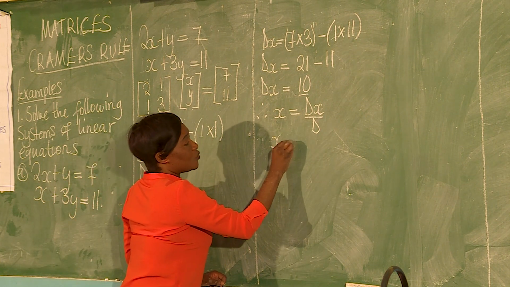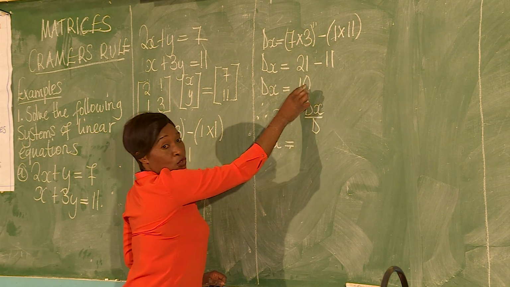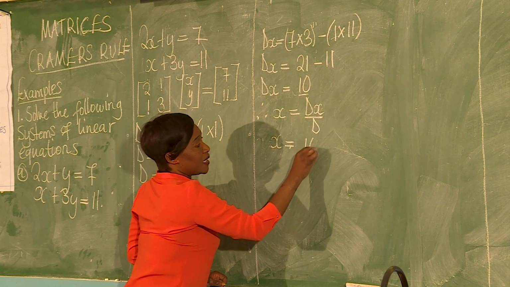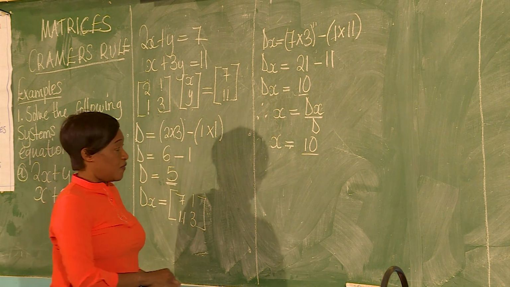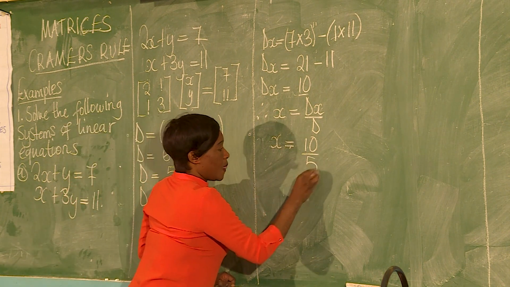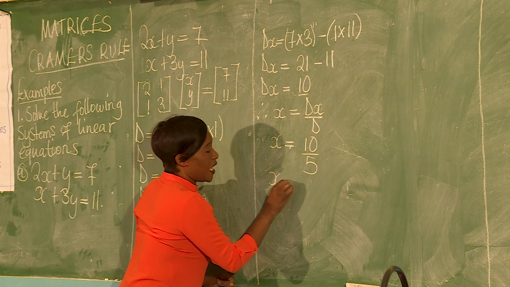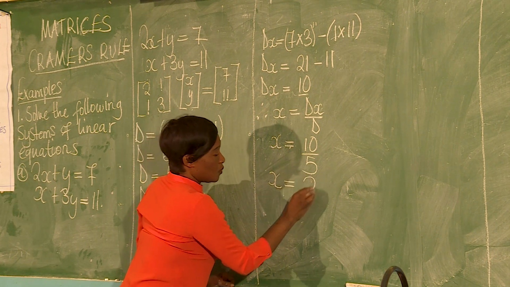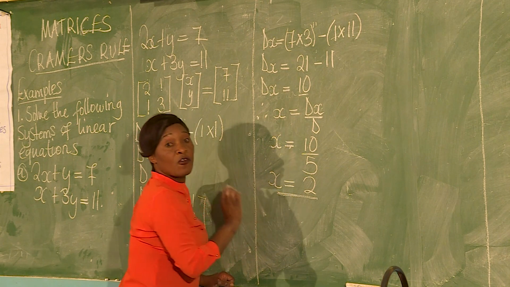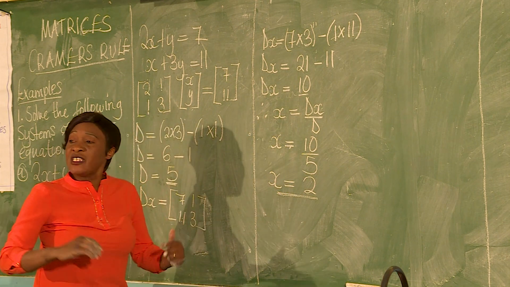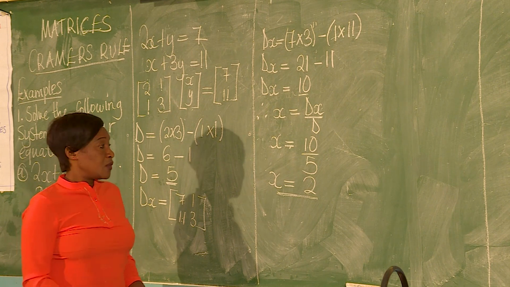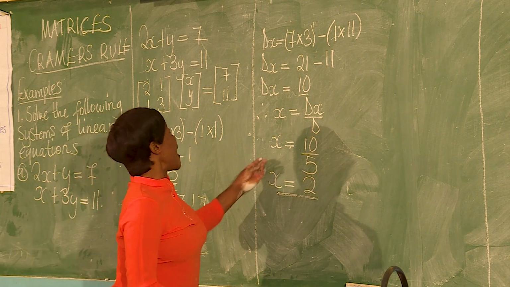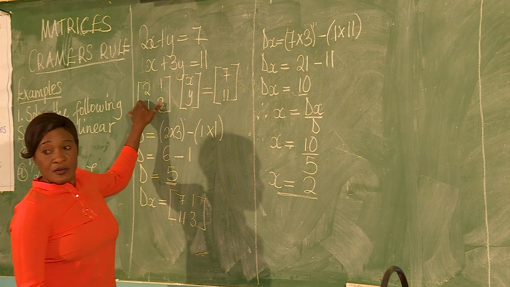Then we'll say x, then we substitute. dx is equal to 10. So this will be our 10. Divide. What is our main determinant here? 5. So we'll put 5 and divide. So what will be our x there? 2. Very good. So this is the value of x. Now we need to find the value of y. Understood? Yes. Okay. So we'll still go back to our main matrix here.